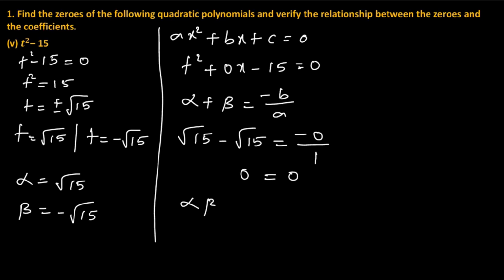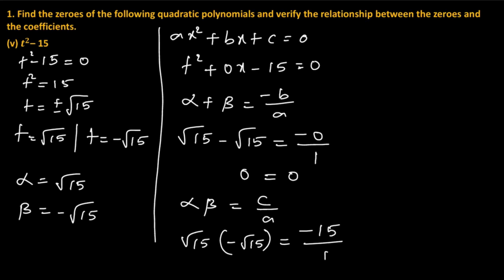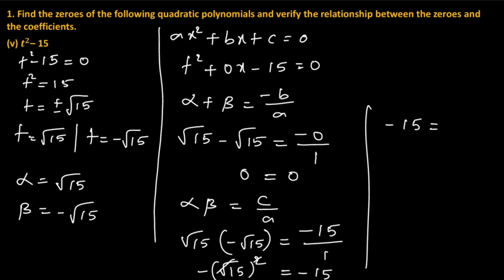Now product of the roots alpha into beta is equal to c divided by a. Alpha is root 15, beta is minus root 15, which is equal to c, minus 15, divided by 1. Minus into plus is minus. Root 15 into root 15 is equal to root 15 whole square. Square and root cancel, which is equal to minus 15. Minus 15 is equal to minus 15. So it is verified, hence proved.